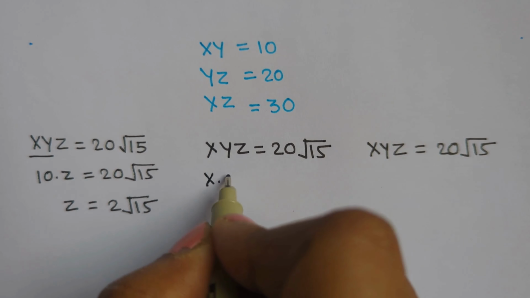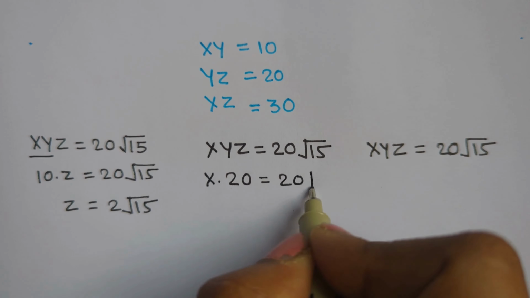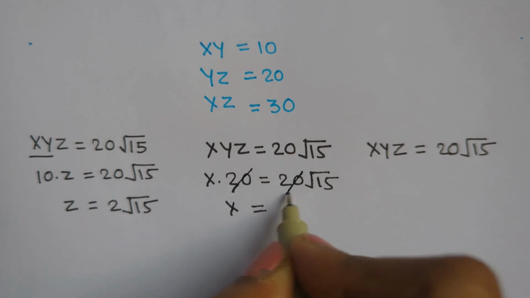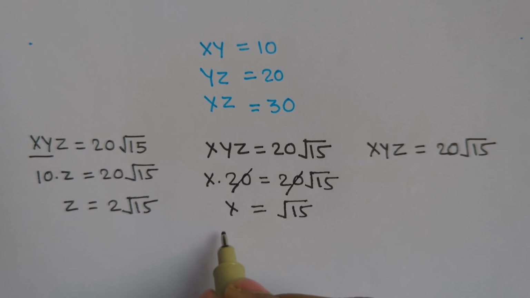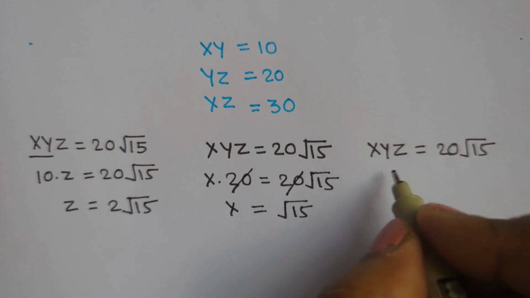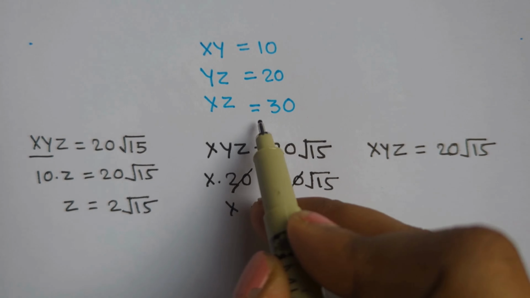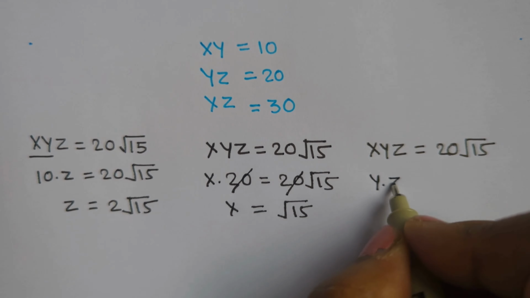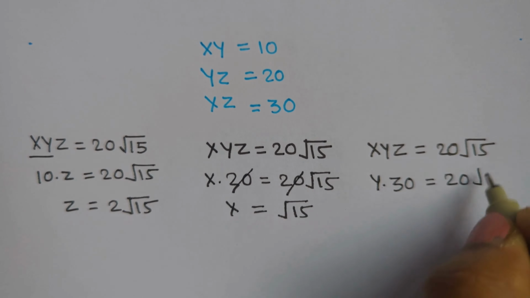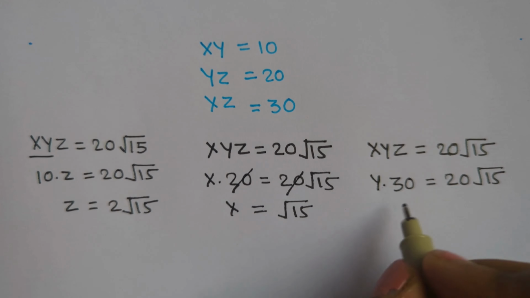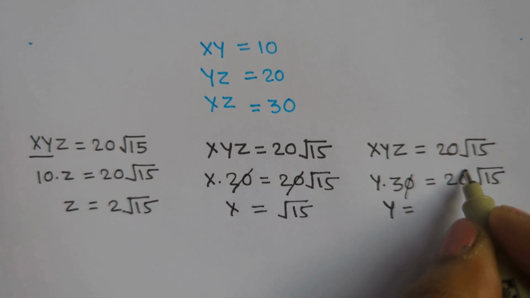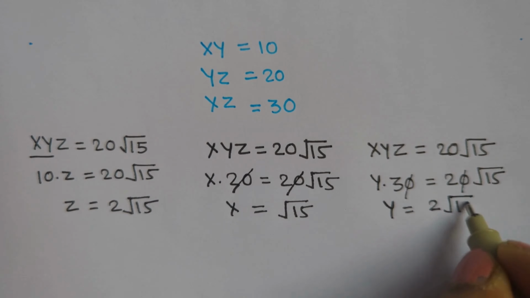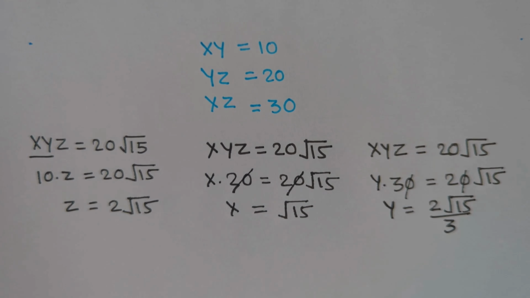Now the value of yz is 20. So let's keep x as is. x into yz, which is 20, equals 20 square root of 15. So the value of x would be, this gets cancelled out, square root of 15. Value of x is square root 15. Now here we know xz equals 30. So keeping y separately first, then xz as 30 equals 20 square root of 15. Now y would be, the 0 gets cancelled out, 3 comes to the denominator, it should be 2 square root of 15 divided by 3.